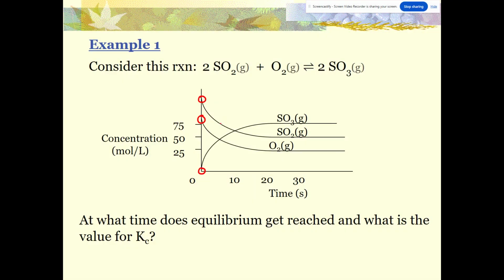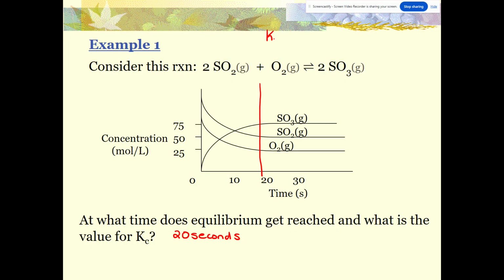The reactants will go down in a curved line over time and then level out. The products will go up in a curved line and then level out. The point at which they stop changing is when equilibrium is reached. Okay, so for this question, equilibrium is reached at 20 seconds. And it's asking for the value of Kc.